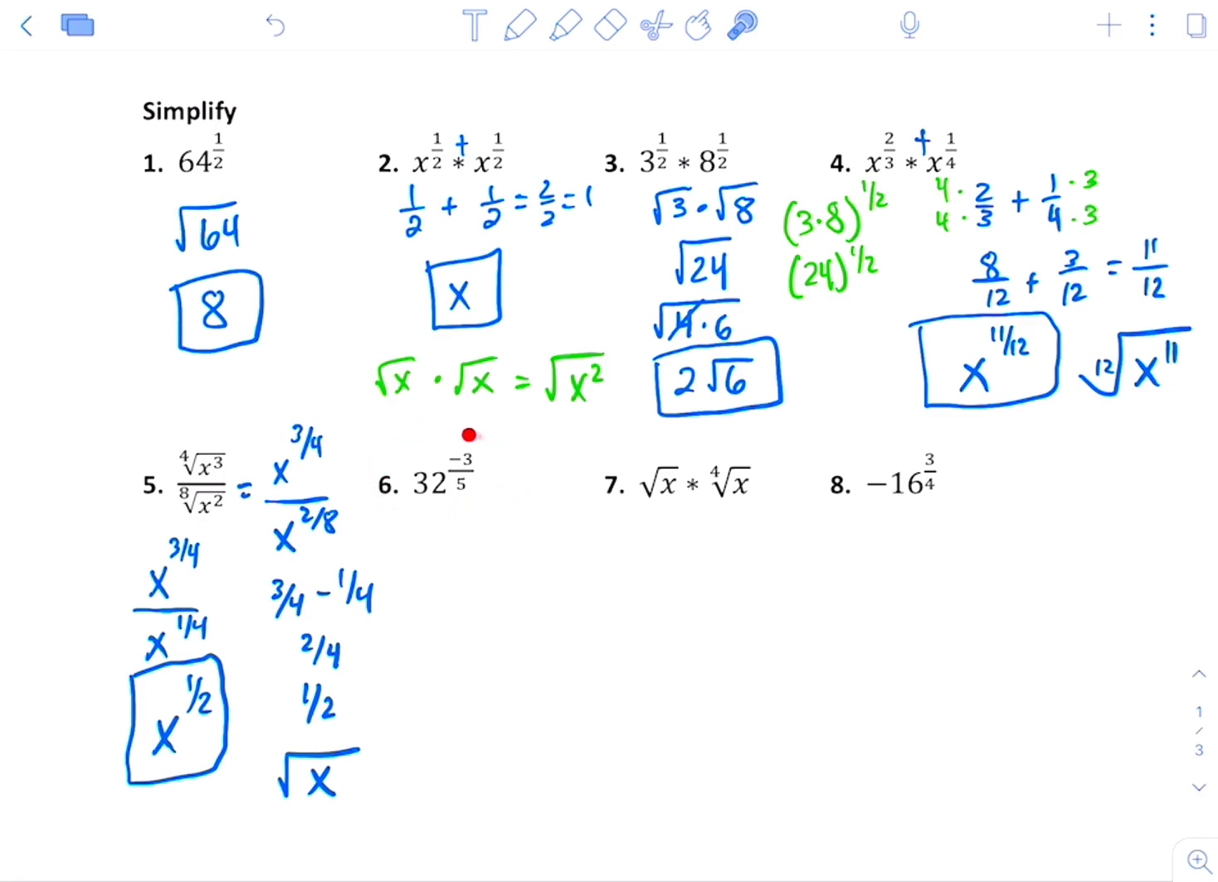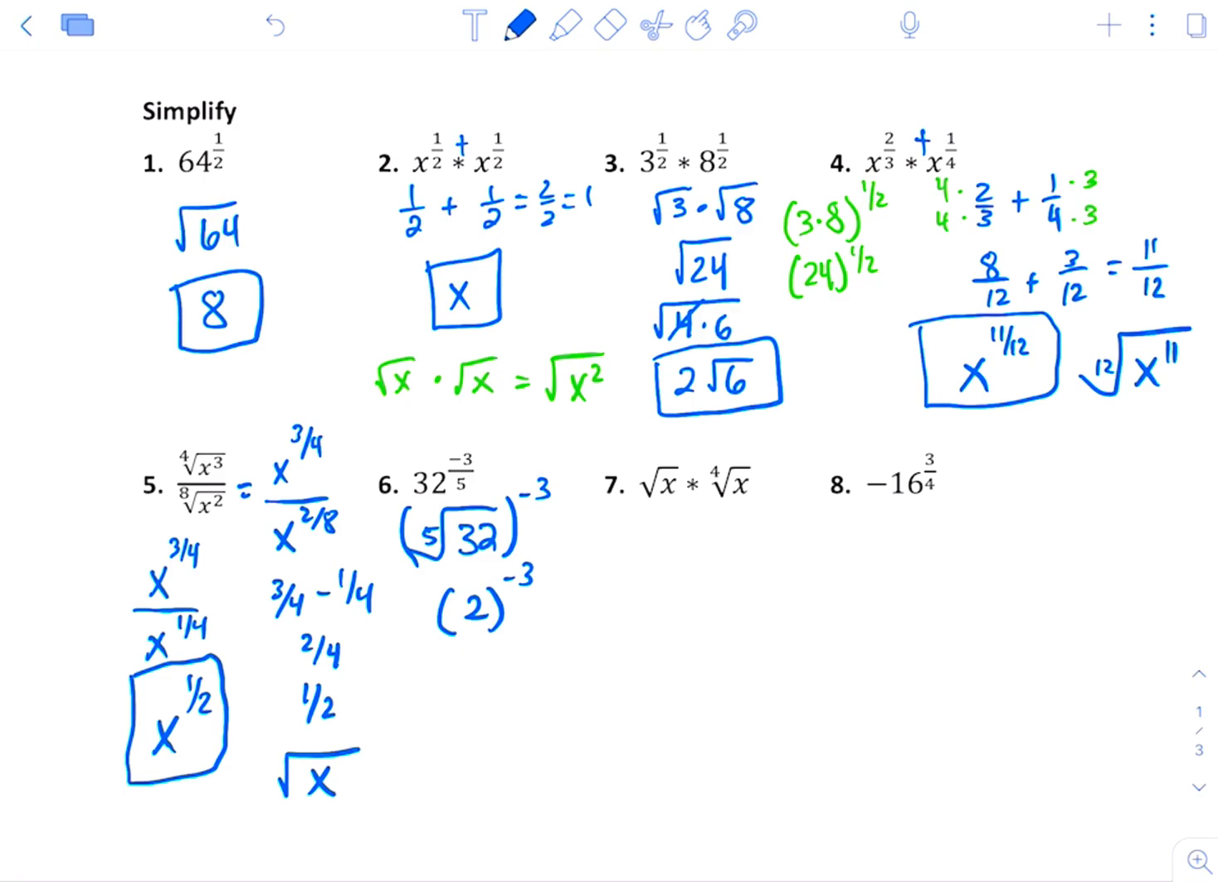All right, number 6. So I can't simplify in the form that it's in, so I'm going to switch forms. So this is asking me to do the 5th root of 32 to the -3. Now, because 32 is a perfect 5th, I'm going to put that -3 exponent on the outside. So next I'm going to deal with this. So 5th root of 32 is 2 to that -3.